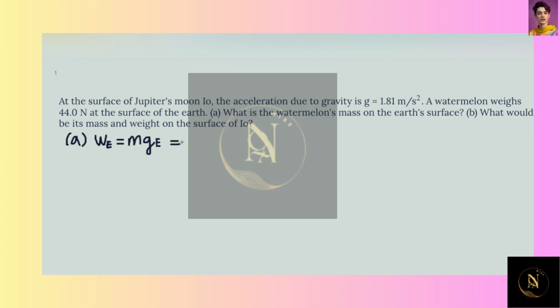So we know what GE is, and we know what WE is. That's given to us. So naturally, we're going to divide both sides by GE in order to solve for the mass. So you can find the mass by dividing the weight of the watermelon by the gravitational acceleration here on Earth. Those two numbers are supplied to us, or we could look it up in a table. Those are 44.0 and then 9.81 meters per second squared. Plug that into a calculator and then it ends up with 4.49 kilograms.